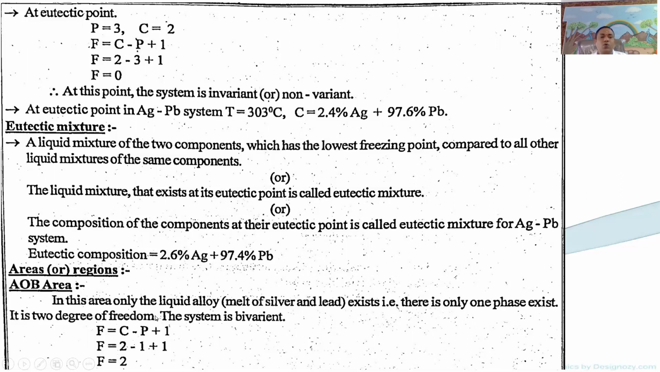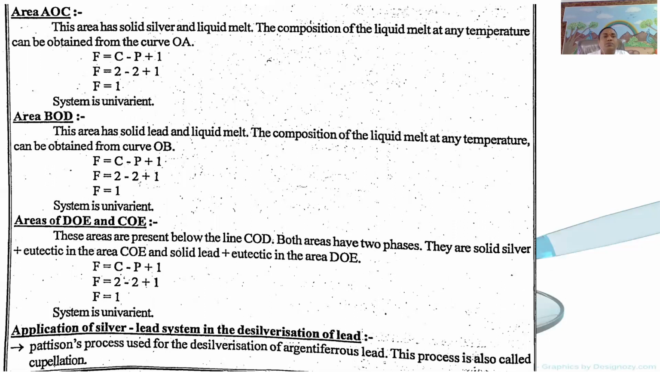Next, in the silver-lead phase diagram, the areas or regions. That is the AOB area. In this area, only the liquid alloy melt of silver and lead exists, that is, only one phase exists. It has 2 degrees of freedom, so the system is bivariant. That is F equal to C minus P plus 1, F equal to 2 minus 1 plus 1, F equal to 2. Therefore, it is a bivariant system.